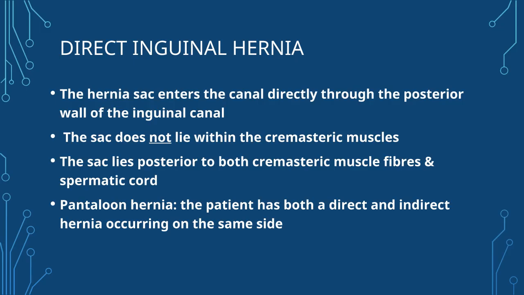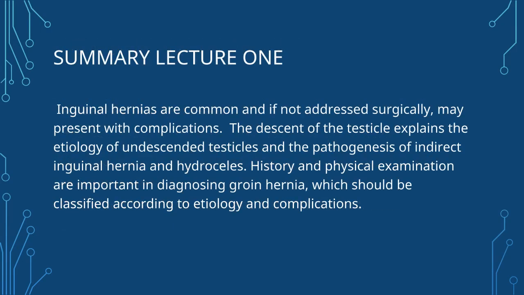During Lecture 1, we reviewed the epidemiology, embryology, history, and anatomy of inguinal hernia. Inguinal hernias are common and, if not addressed surgically, often present with complications. The descent of the testicle explains the etiology of an undescended testicle and the pathogenesis of indirect inguinal hernia and hydroceles. History and physical examination are important in diagnosing the type of groin hernia, which should be classified according to etiology and complications.